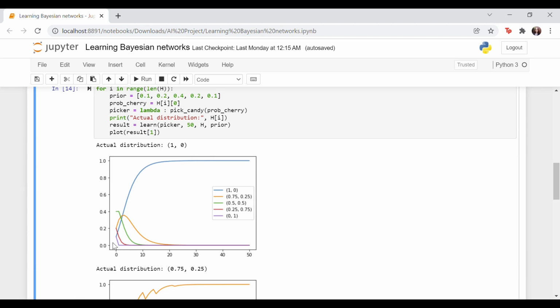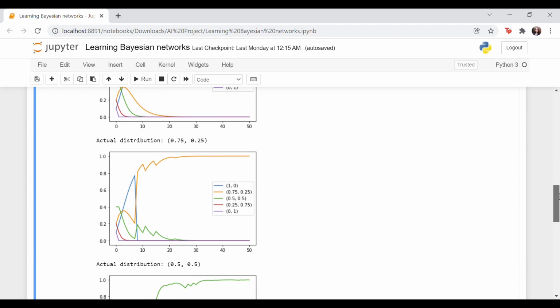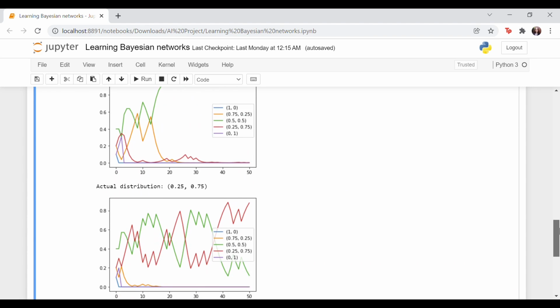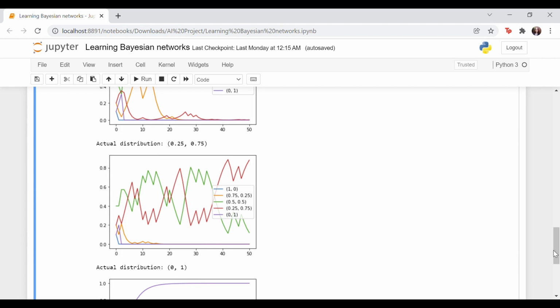You can see down here at the purple line, the first cherry candy that it picked, it knew that it could not be the all lime, so it went down straight away. This orange line here, 0.75, 0.25, so originally it thought that it might be the 0.75, 0.25 lime bag, but then as more and more cherry candies got picked, it eventually realized it's probably not that bag. And then similarly, we have graphs for each of the other hypotheses, and we see that it learns pretty well the correct hypothesis each time.